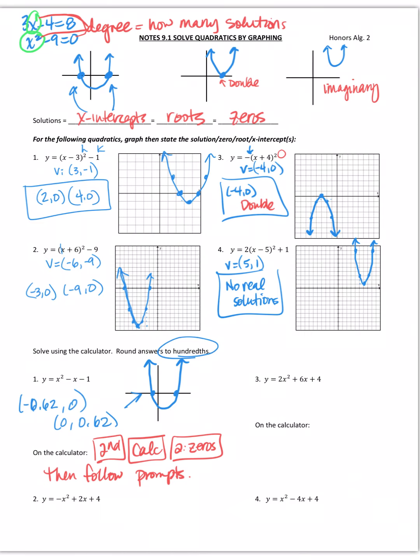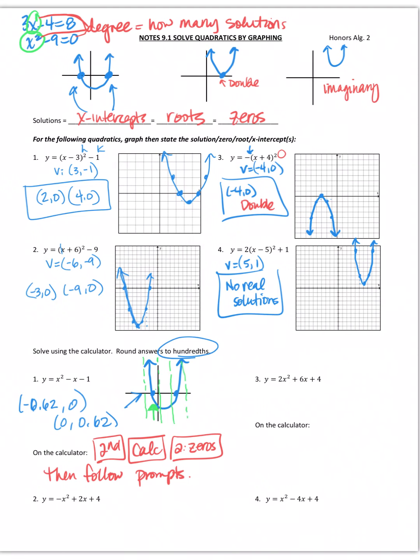So I wrote down here for you the keystrokes that I did. The second calc 2 is 0, and then you're going to follow those prompts. Remember what I mentioned. It's going to ask you to find the left boundary, and you go to the left of the first 0, find the right of this first 0, and then you hit enter, don't hit guess, hit enter, and it'll find that value for you. And then you have to repeat the process to find the left boundary of the other 0.